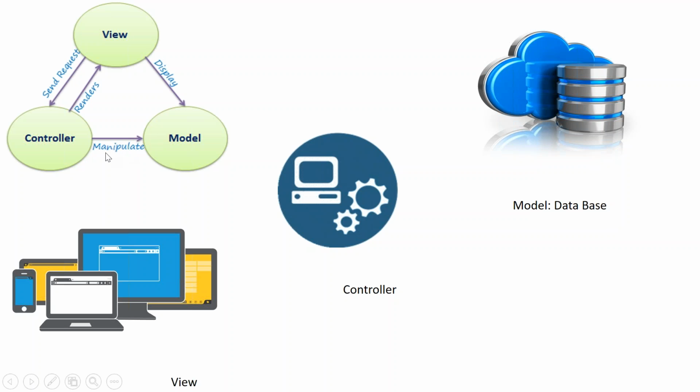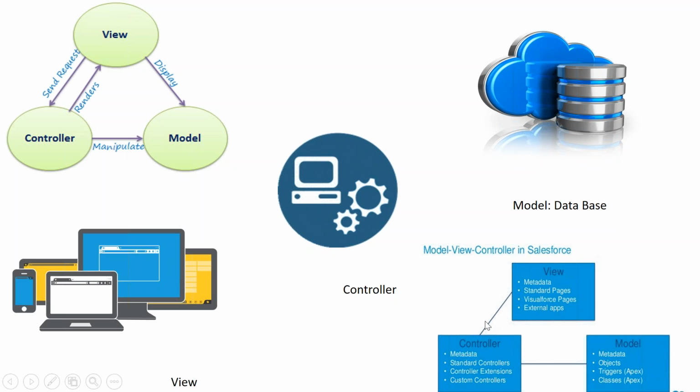After that, we will send a request. After sending the request, it will be manipulated in the controller and it will go to the model. Model is nothing but the database, and it will retrieve the data. Whatever data is retrieved then goes back and renders in the view. The view displays the data we retrieved. That's it. That's simple, guys.